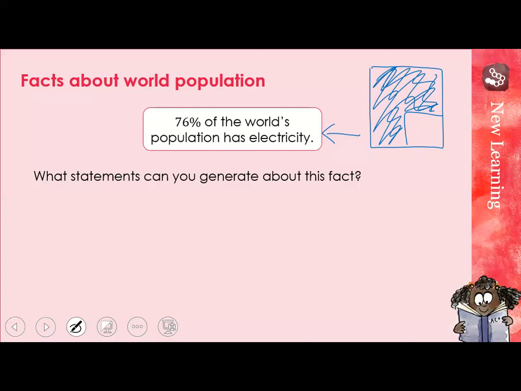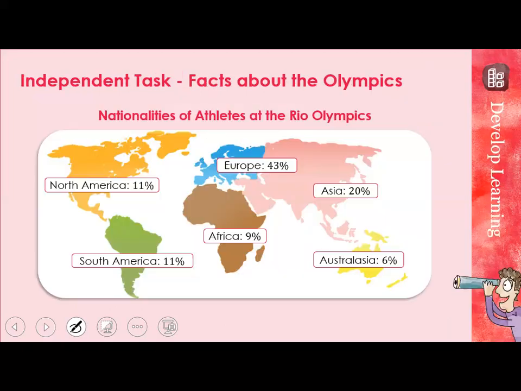What other statements, though, could you generate about this fact? This is why percentages are useful. For example, if I know that 76% of the world's population do have electricity, then I know that 24% don't have electricity. I know that because I'm thinking of the whole group as 100%, and I subtracted the 76, which gave me the 24%. There are many other statements you could come up with, but that's just an example of one of them.